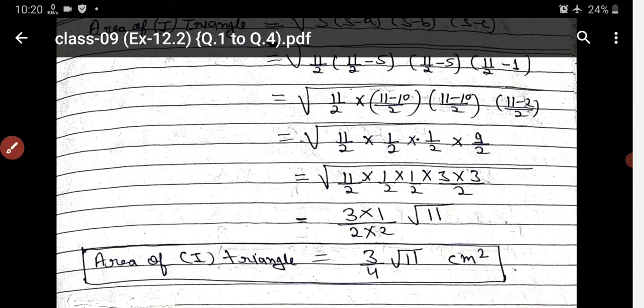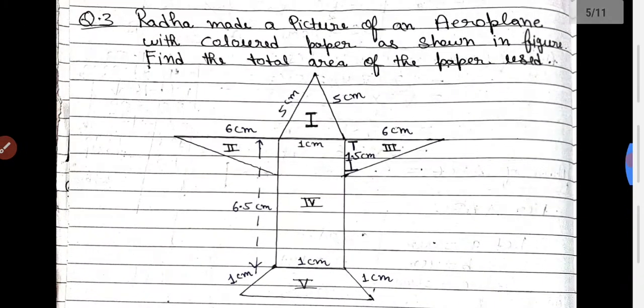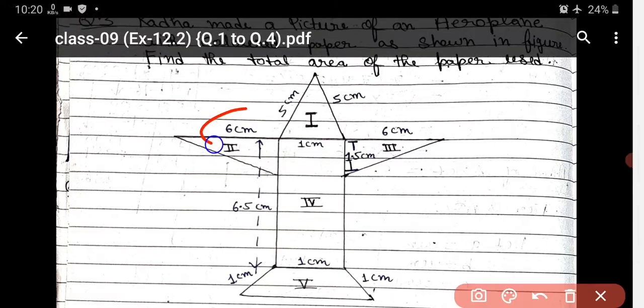Okay. Now for the second and third triangles. I am taking the second and third together because they are the same. This is also 6, this is also 6. This is also 1.5, this is also 1.5. And actually this is a right angle triangle, because if it is a plane then this line will be straight. So it always makes a 90-degree angle. So this is a right angle triangle, and this is also a right angle triangle. So for the right angle triangle, base is 6 and height is 1.5. They both are the same.